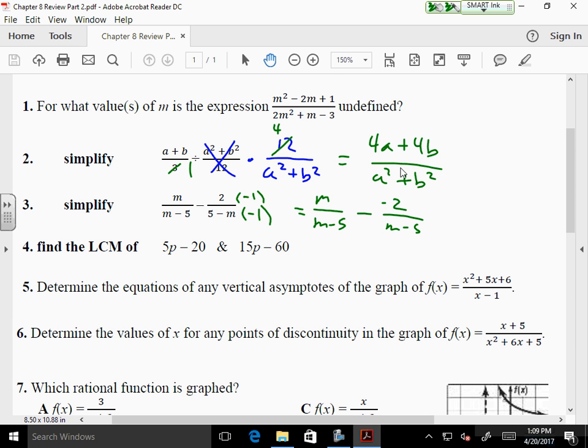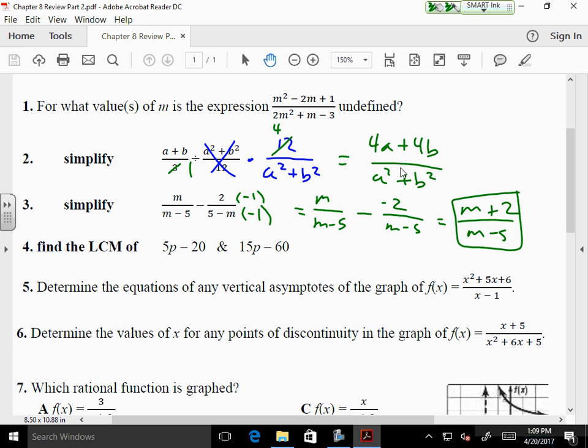So just do the subtraction. You have m minus a negative 2, that's m plus 2, over m minus 5. That's where you'll stop.